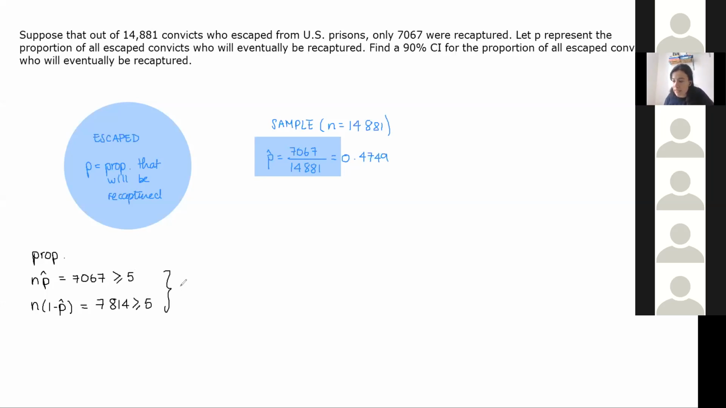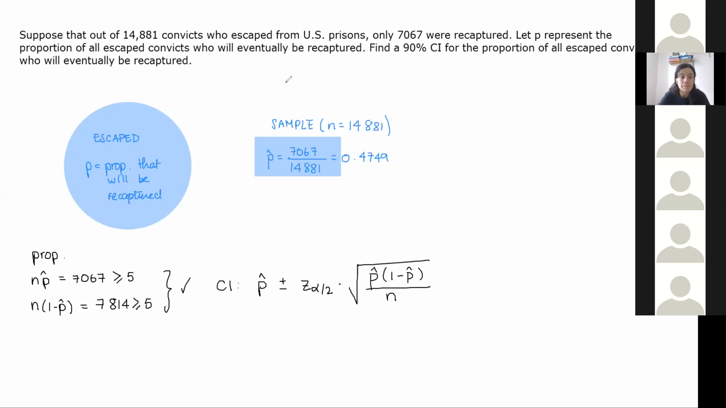And so I know that I can use the formula for a confidence interval, which is p hat plus or minus z alpha over 2 times square root of p hat times 1 minus p hat divided by n. If you understand everything that I've done so far, please raise your hand.